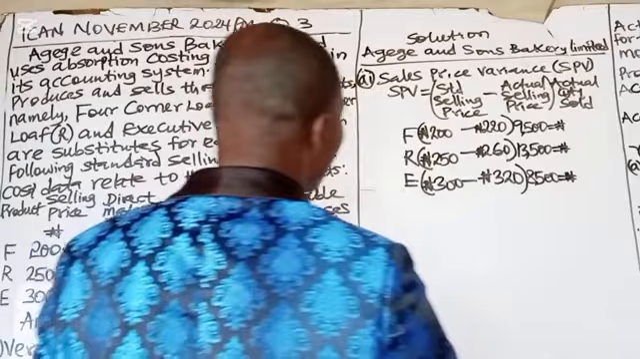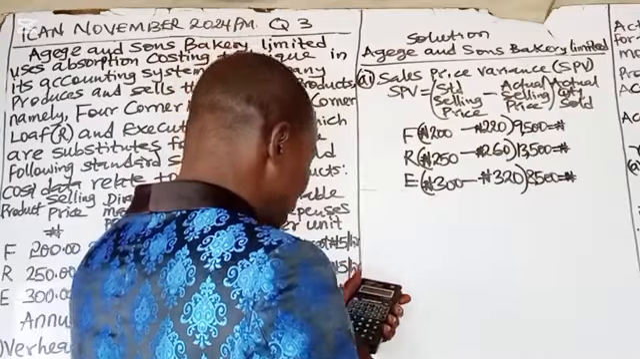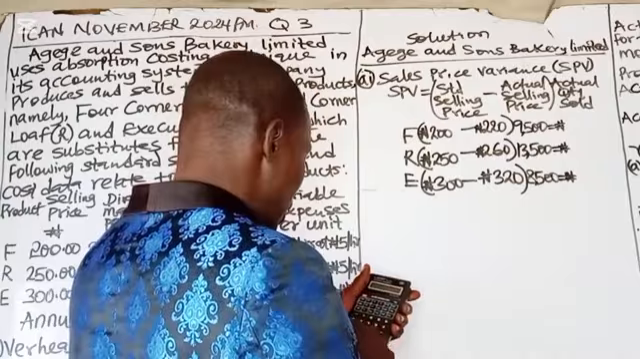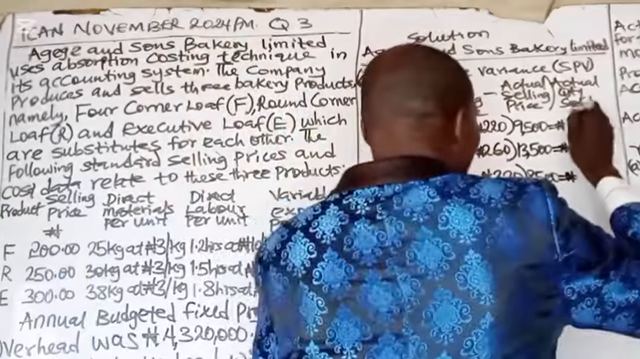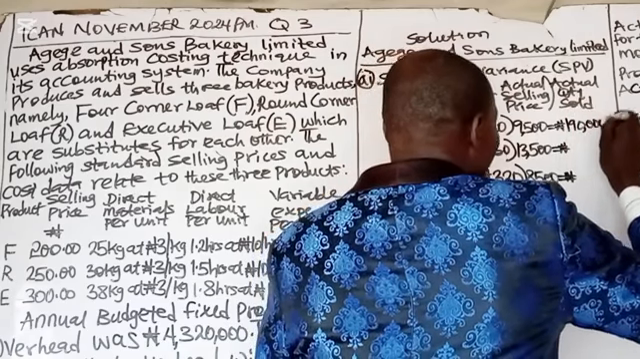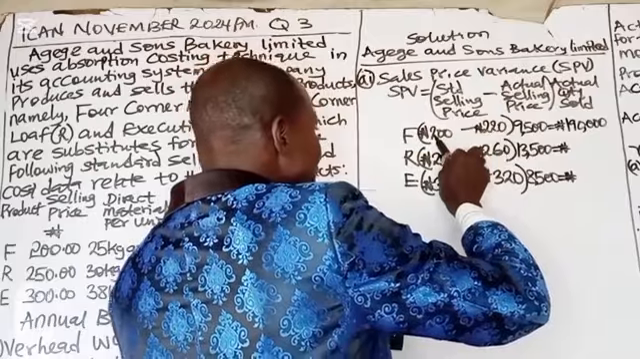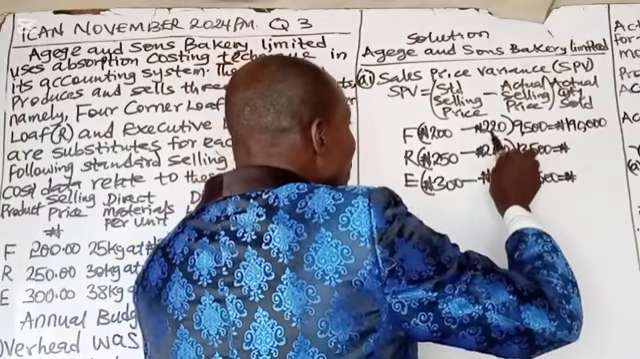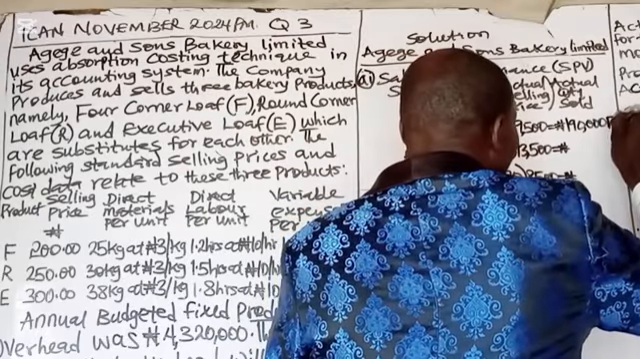Now, sales price variance, for F: 200 minus 180, that will be 20. 20 times 9,500 gives us 190,000 naira. It was sold more than budgeted, so the amount it was sold for is higher. So this is a favorable variance.